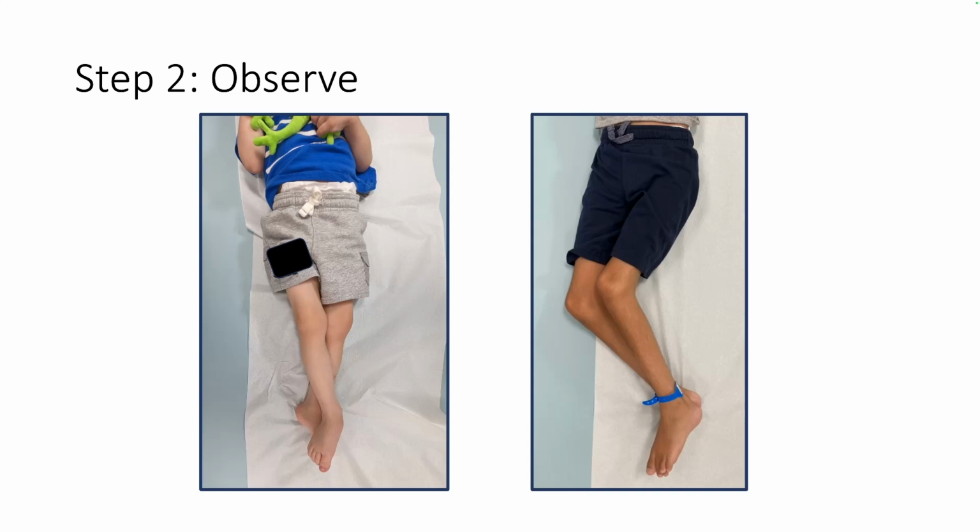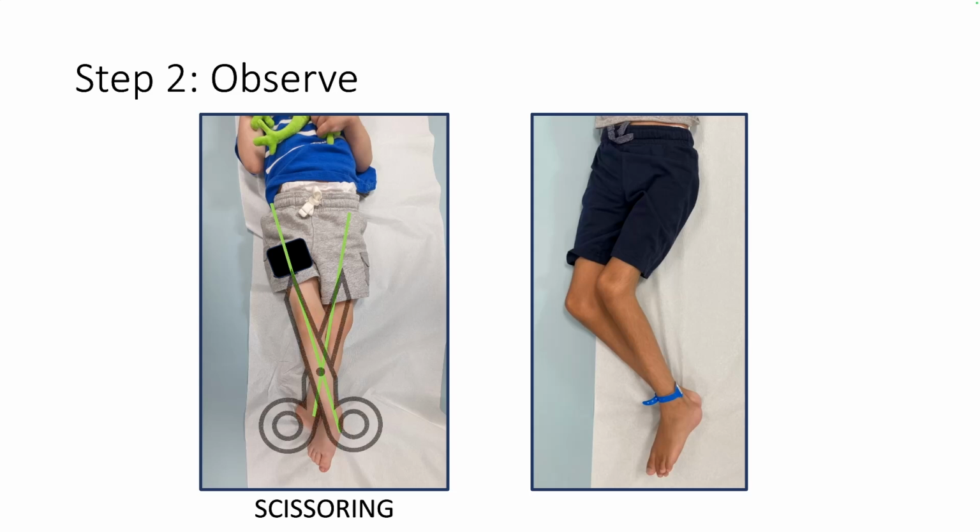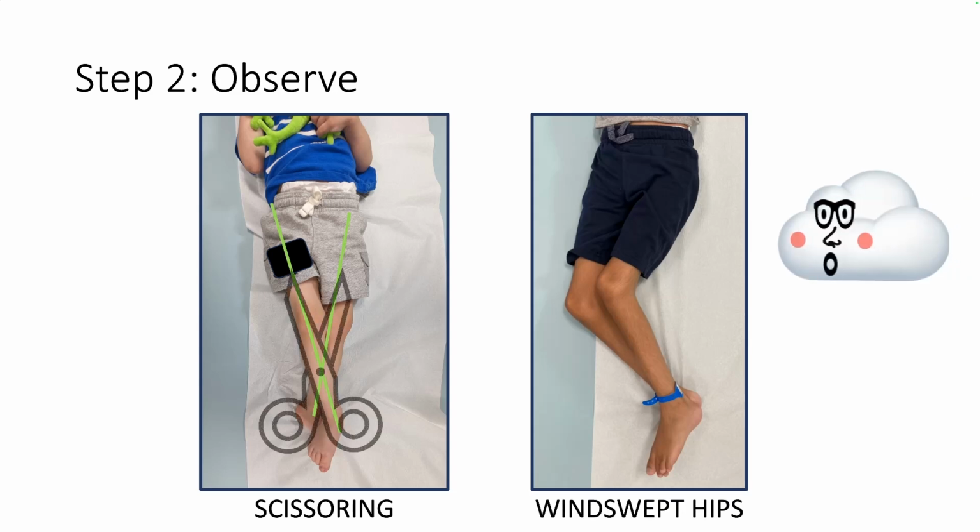In the supine position, observe the resting posture of the hips. Scissoring, where the lower limbs rest extended and crossed, and windswept hips, where one hip is adducted and the other is abducted, are shown here. Both postures are concerning for the risk of hip displacement.